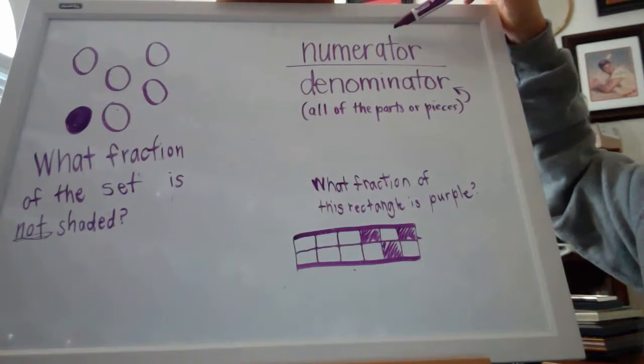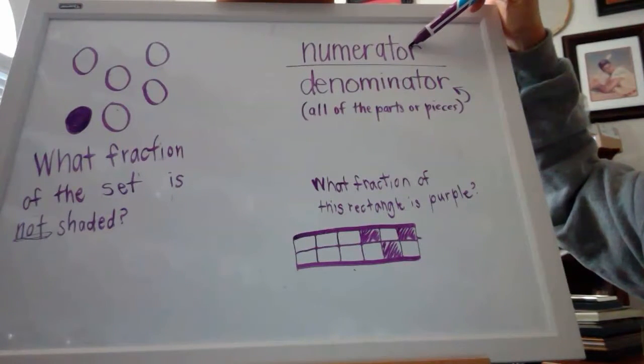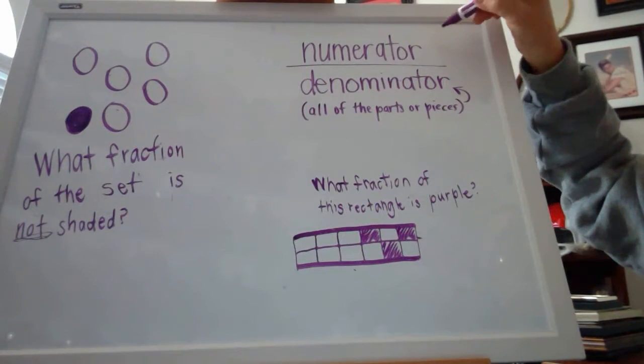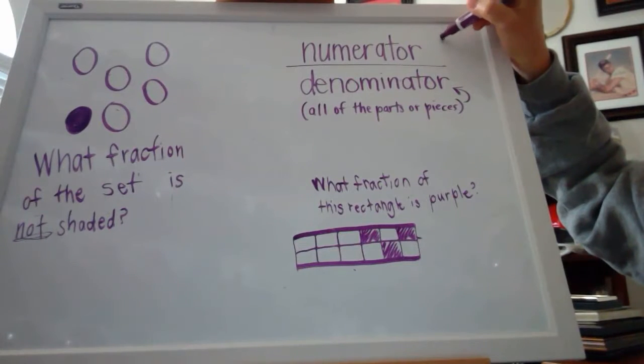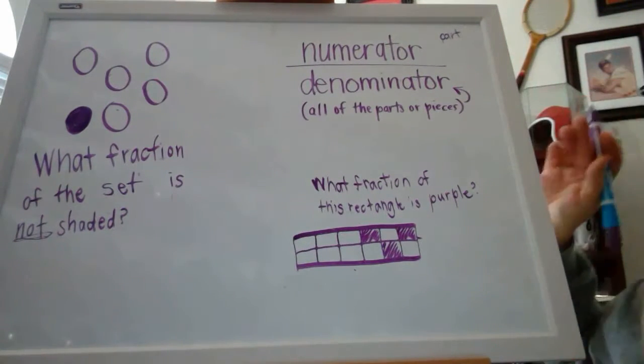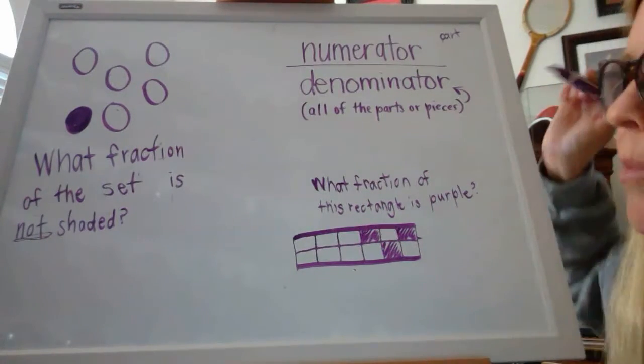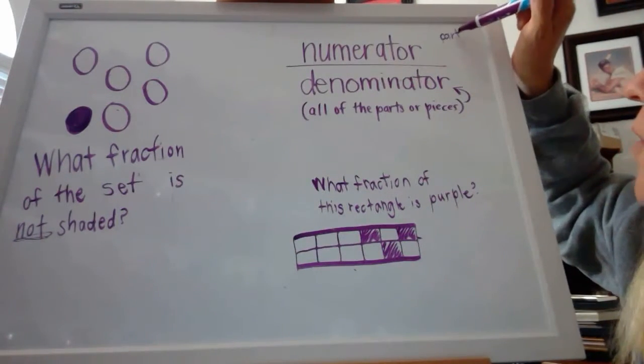The first one is numerator. That's the top number, and that's going to be the part. So I'm going to write the word part. It's not all of the pieces, but it's going to be part. So like 1/3. The top number is called the numerator, and it's part of the whole.